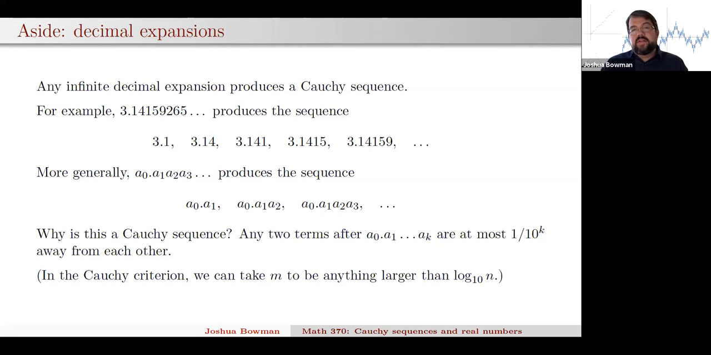And so what that means is in the Cauchy criterion, we could take m to be anything larger than the base 10 logarithm of n, which would tell us how many digits we had specified. So we'll talk more about decimal expansions in a little while, but I just wanted to use that as an example of how we can get Cauchy sequences.